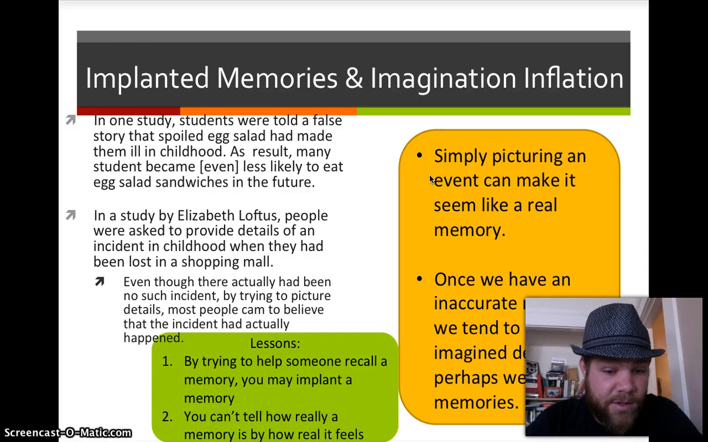So the lessons that can be learned from this: by trying to help someone recall a memory, you may implant a memory by priming. You can't really tell how real a memory is by how real it feels. So the very act of experiencing something that is very emotionally powerful, that in and of itself can influence the memory. And then, as we know, when you recall a memory, you're in a certain situation, both externally and psychologically or emotionally, so that also influences exactly what is recalled.